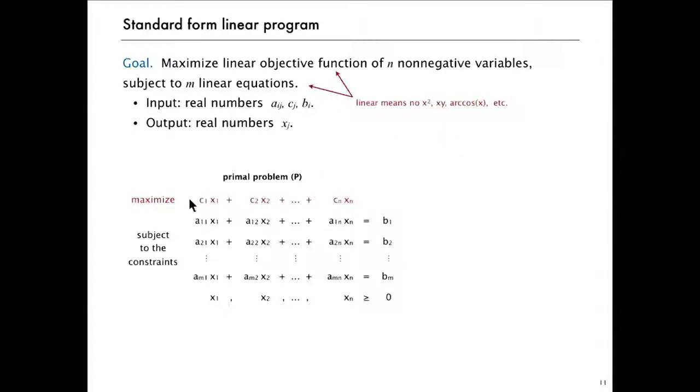So your input is the coefficients for the objective function, and also the coefficients for all the linear equations and also the right-hand sides. And your output, the result of solving the linear programming problem, is the values of the x's that maximize the objective function subject to all the constraints.